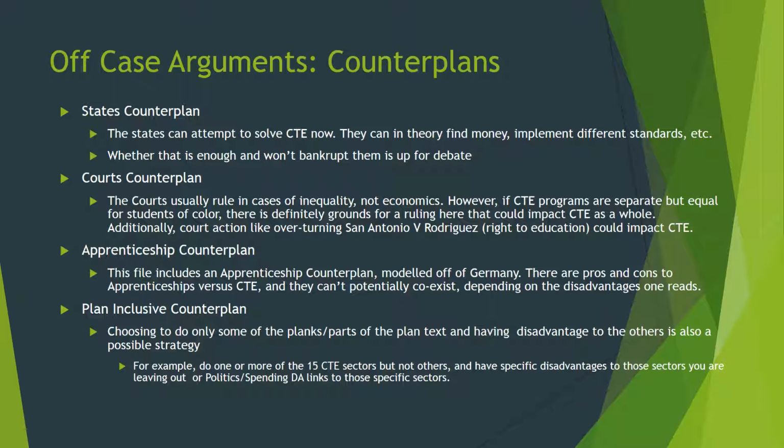For example, you could do one or more of the 15 CTE sectors, but not others, and have specific disadvantages to those sectors you are leaving out. Or you could explain how politics or spending or another disadvantage links to the sectors you're leaving out, but not to the ones you're still going to execute.